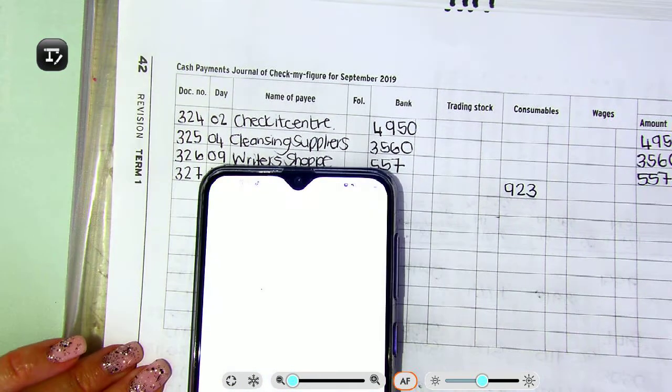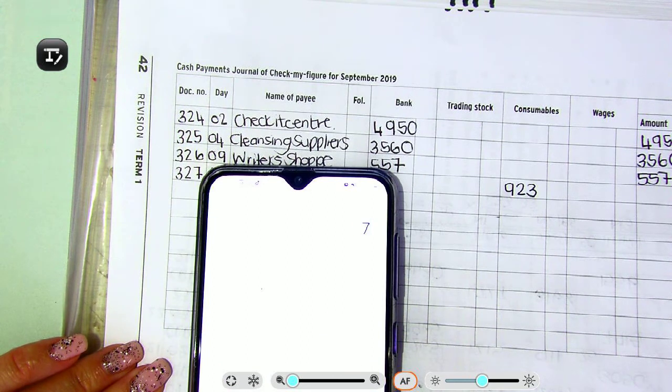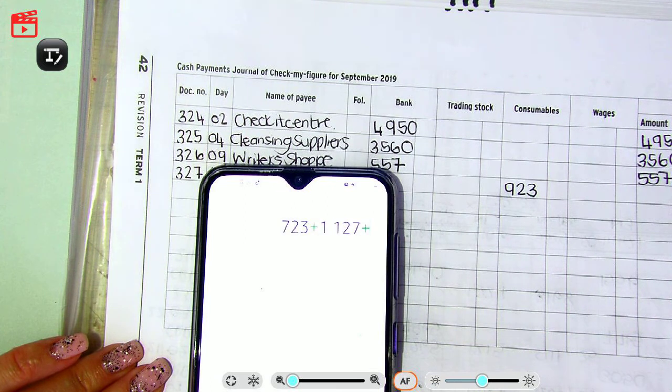So we are going to say 723 plus 1127 plus 866. Oops. Oh, let's try that again. So 723 for the health products, 1127 for the treatment creams, and 866, get it right this time, there we go, for skin cleansers. So that gives me a total of 2,716.